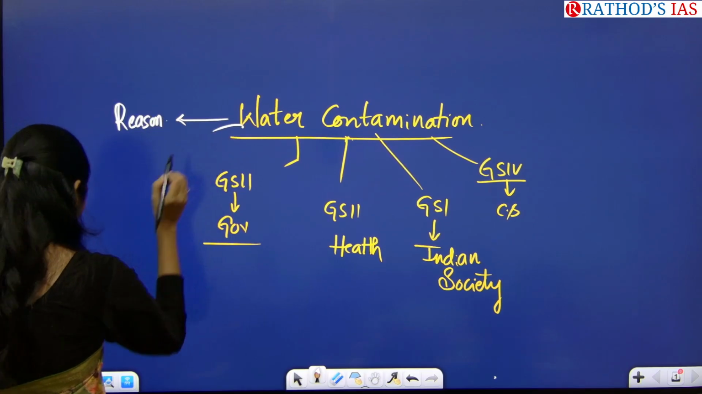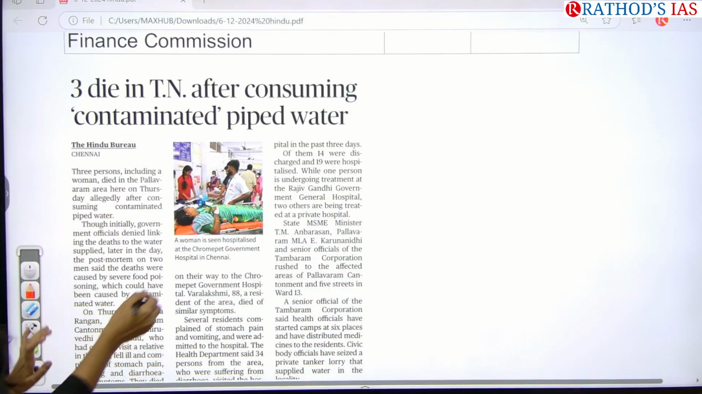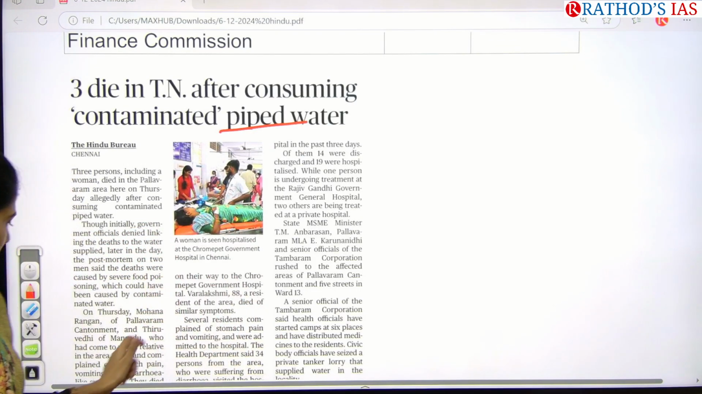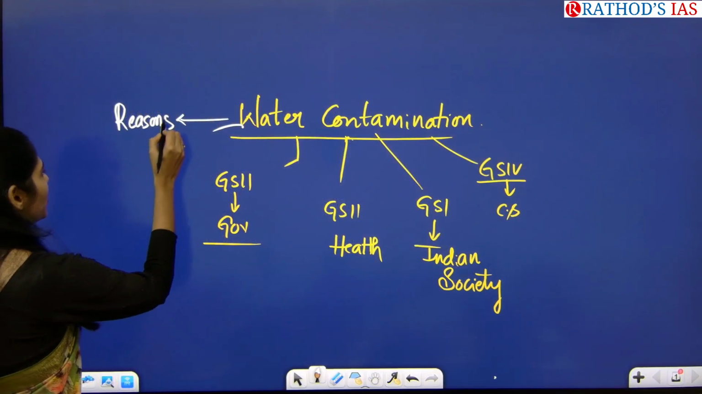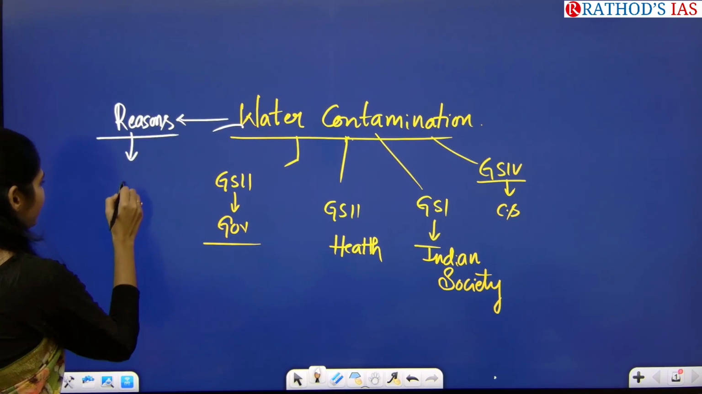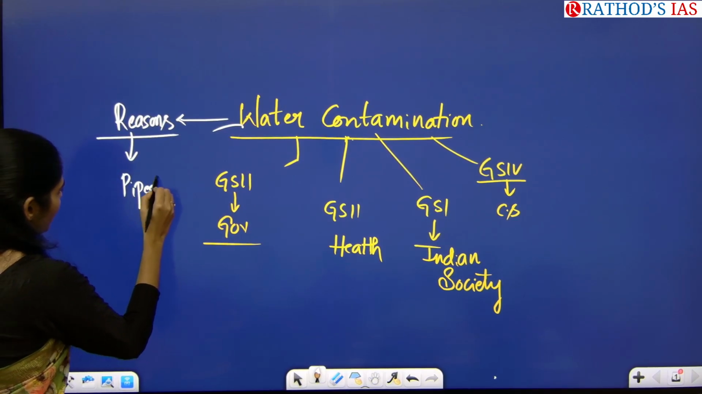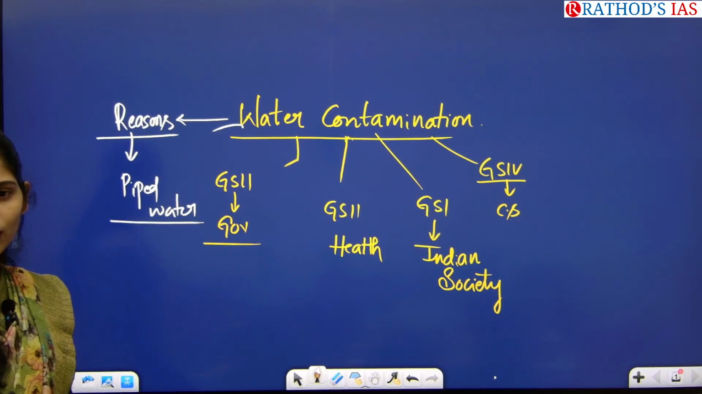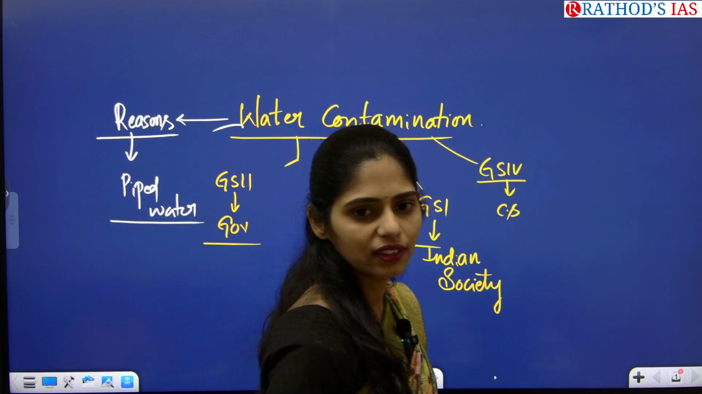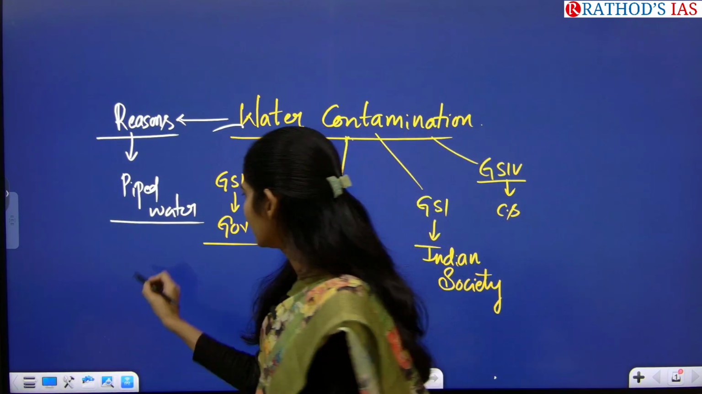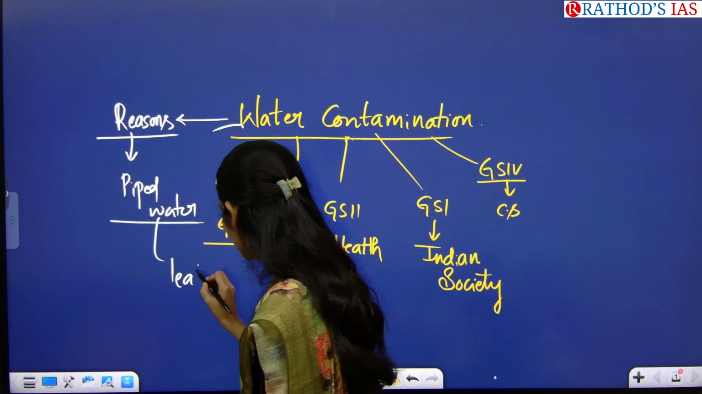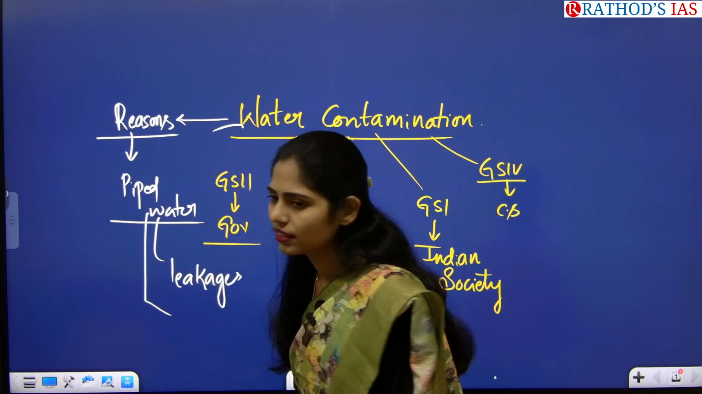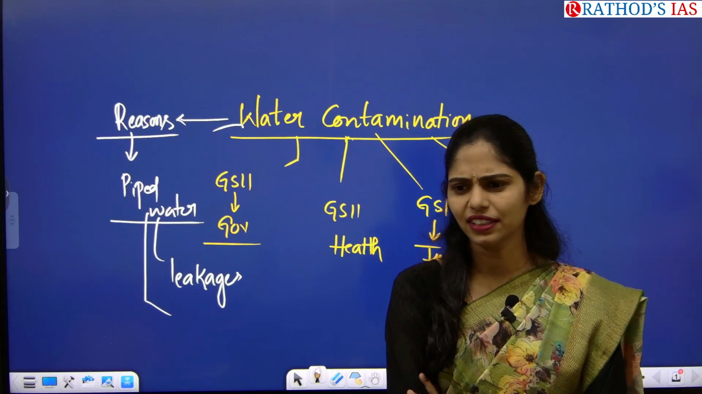Now tell me, this article is talking especially about piped water. That means water which is coming from the pipe is getting contaminated. So what are the possible reasons for this contamination of piped water? Tell me. Piped water contamination, possible reasons. What might have happened? Okay, one is leakages. Because of leakages, yes, there is a chance of contamination. Apart from that, leakages. Next, think.